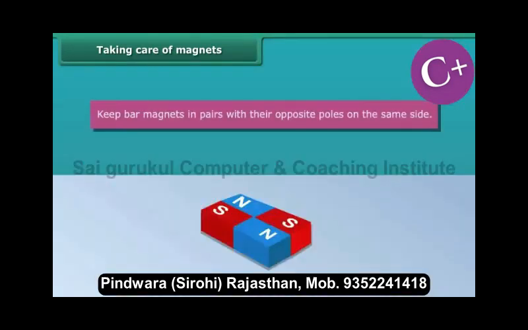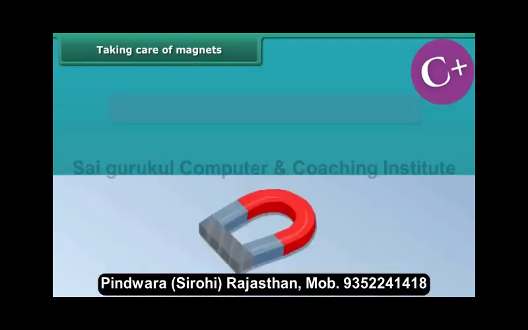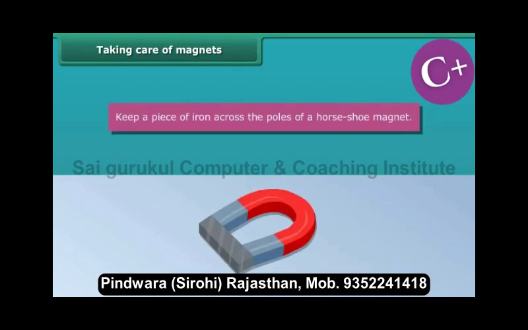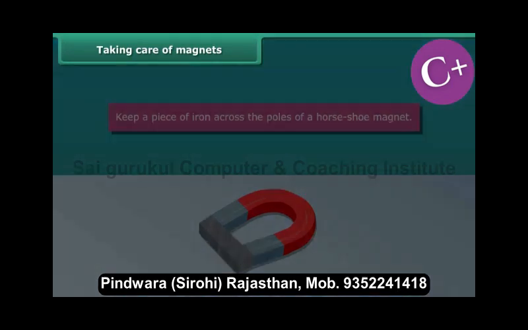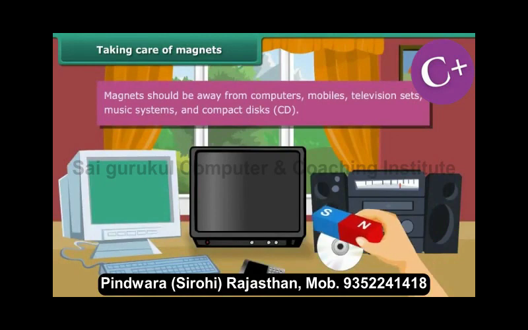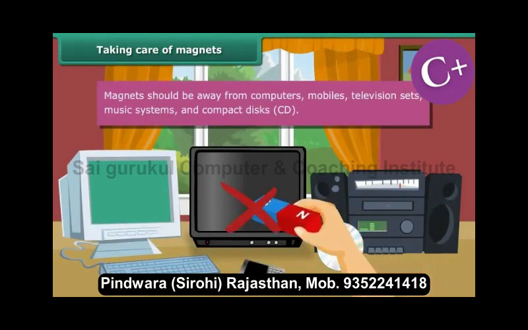Keep bar magnets in pairs with their opposite poles on the same side. Use wood to separate them. Keep a piece of iron across the poles of a horseshoe magnet. Magnets should be away from computers, mobiles, television sets, music systems, and compact discs.